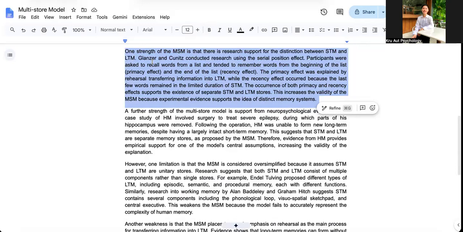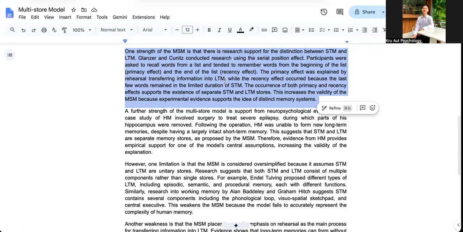And what else was I going to say? Okay, the reason why the serial position effect can be a strength for the multi-store model is that, you see here, we want to explain that the primacy effect was explained by rehearsal, transferring information into long-term memory.